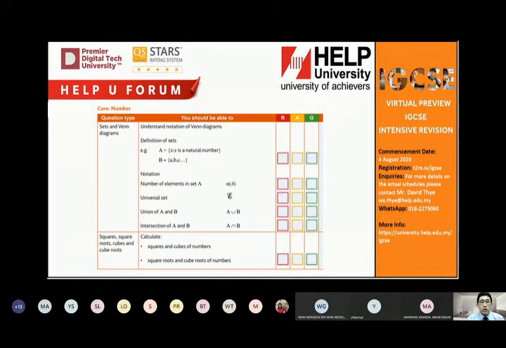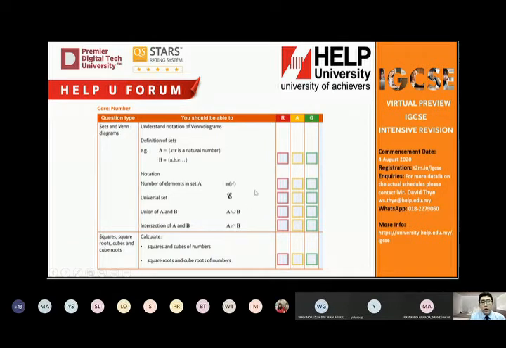For example, the report for sets and Venn diagrams. What are the items? As you can see, there are items available: understand the notation of Venn diagram, definition of set, notation, and so on and so forth. This is to test whether students are capable of understanding these concept items.